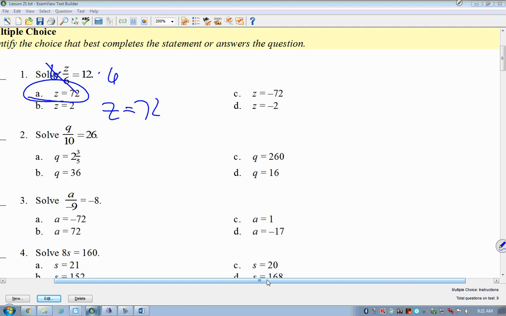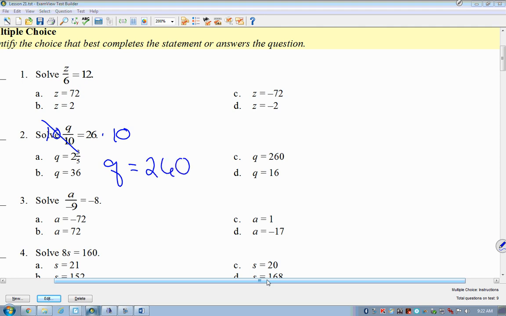Hopefully we can fly through these. These will be really simple. Let's keep it moving along. What about number 2? Christian, what would you do there? Multiply by 10 on both sides. What happens to the 10s on the left? They cancel. I'm left with Q equals, what's 26 times 10? 260. We shouldn't even have to use a calculator for that.